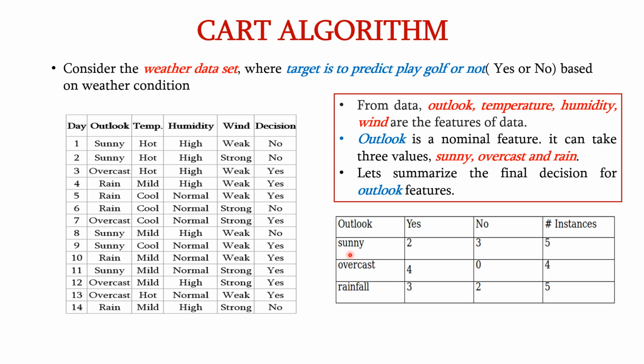If we consider sunny outlook, the number of yes instances is 2. That is, we can see here the 9th instance is yes and the 11th instance is yes. And for no, it is 3 for sunny, that is row number 1, row number 2 and row number 8. So the total instances is 5. Similarly, for overcast, the number of yes is 4, no is 0 and total instances is 4. For rain, it is 3 for yes, 2 for no and total is 5. So you can verify this with the table.